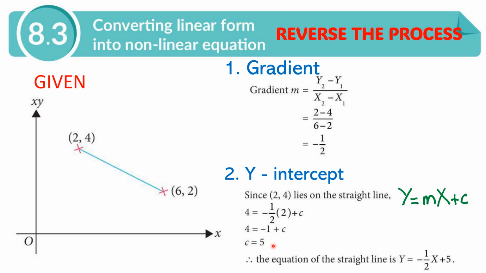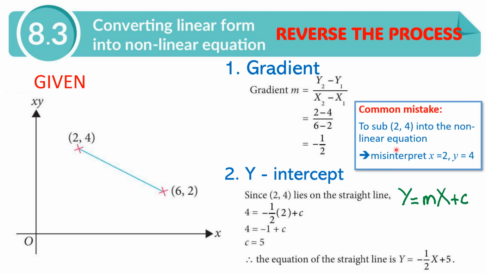At this point, I just want to highlight one of the common mistakes made by students. In this case, it is to sub the point (2, 4) into the non-linear equation. What do I mean by that? Based on this graph, I know that the vertical axis is xy. A lot of students simply straight away sub xy into the equation here, and then with the x, they substitute x equals 2 and replace the y by 4. The moment you do this, do take note, you will not get the y-intercept based on this graph here. So do take note of this common mistake.